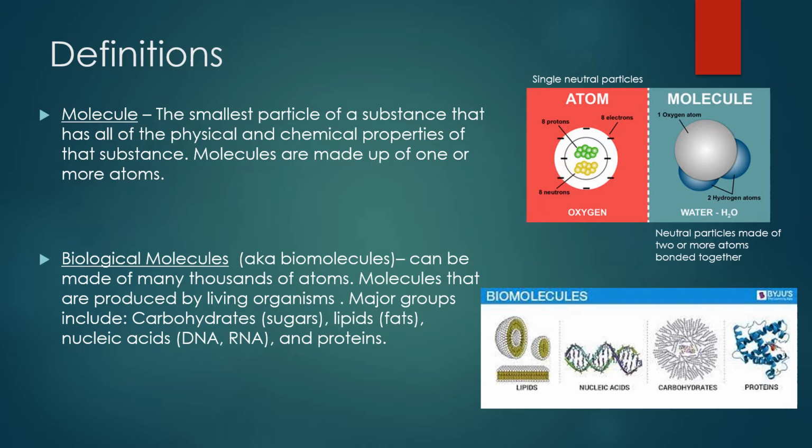Biological molecules, also known as biomolecules, can be made of many thousands of atoms. As I was saying, biomolecules are molecules that are produced by living organisms. The major groups include carbohydrates, which are essentially sugars, lipids, which are fats, nucleic acids, which are things like DNA and RNA, and proteins.